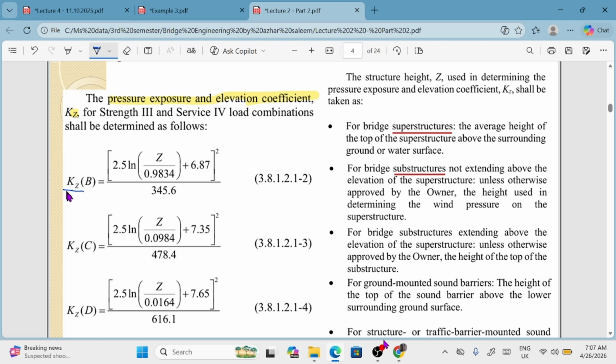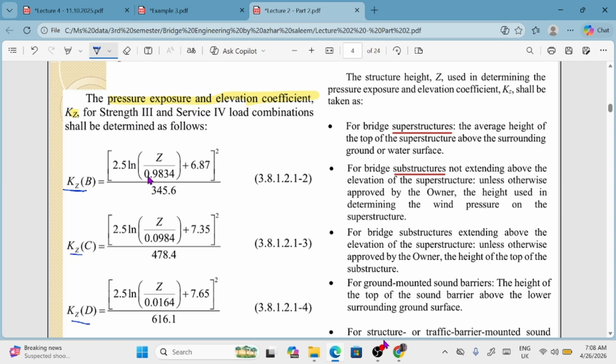Now, what is Kz? Kz is the pressure, exposure, and elevation coefficient. This is one of the important components. You can calculate pressure by these three formulas. In all of them, there is a main component, which is velocity, and you can take velocity from that particular local area. Kz is the pressure, exposure, and elevation coefficient.